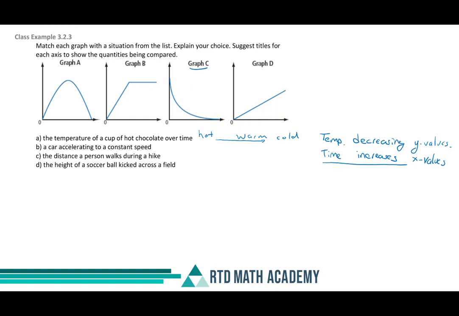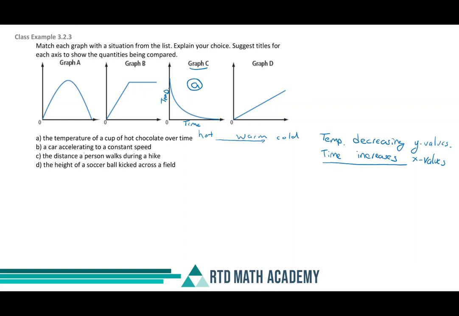So we can say that this is going to be time. If I started at 0 minutes, 1 minute, 2 minutes, 3 minutes, and so on, after 10 minutes, I'm going to have a pretty cold cup of hot chocolate. So our temperature is going to go along that y-axis. So this would be A.